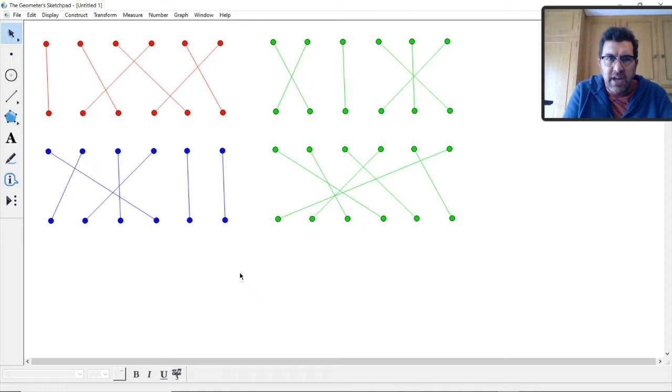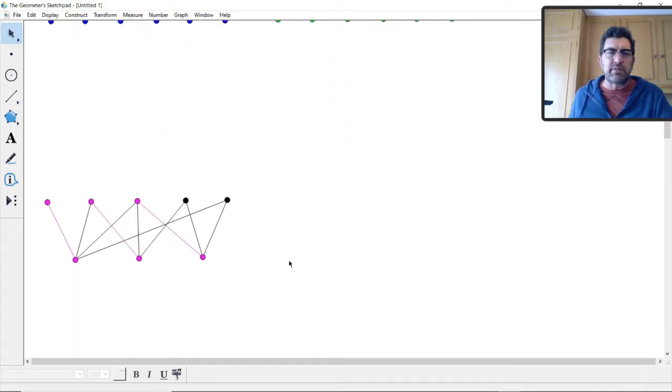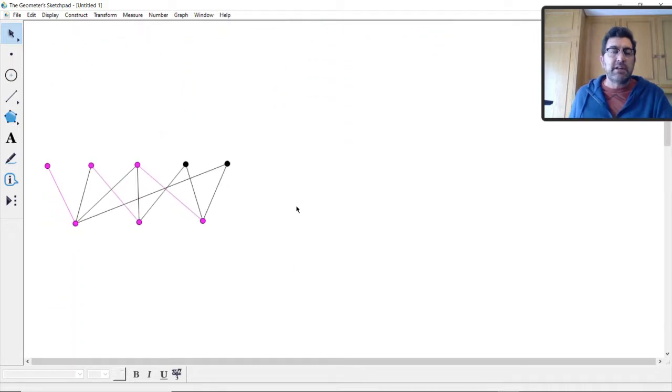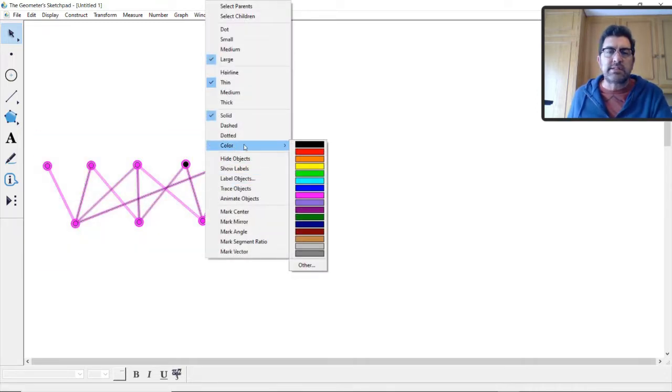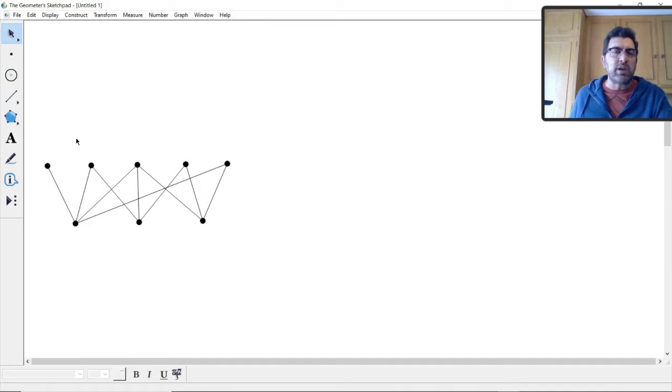Okay, the number of edges that a perfect match uses is the number of vertices halved. Okay, so let's see. This was quite nice. We did the same thing for the same graph all the time. So let's have a look at this graph over here. I'm going to change it all back to the same color and we can try and find the matching.